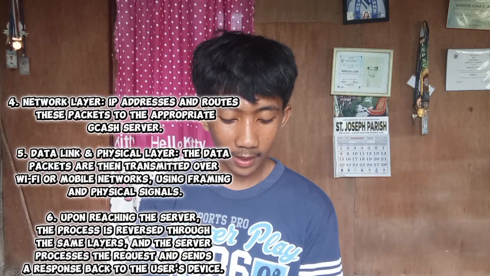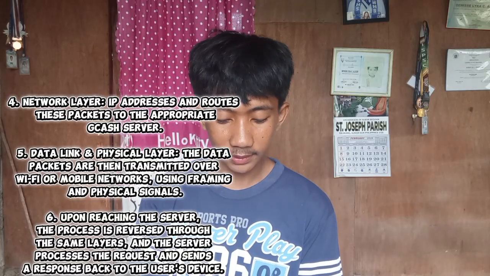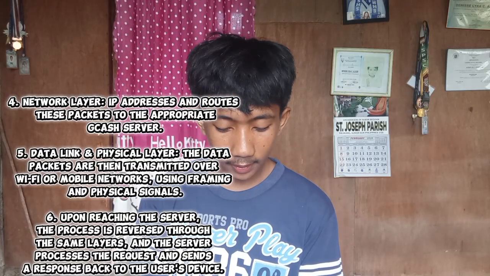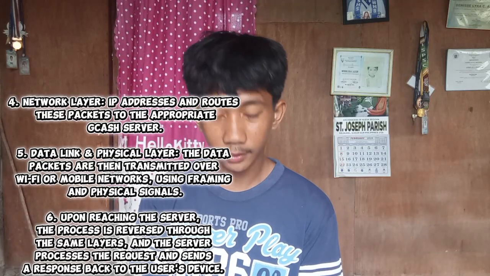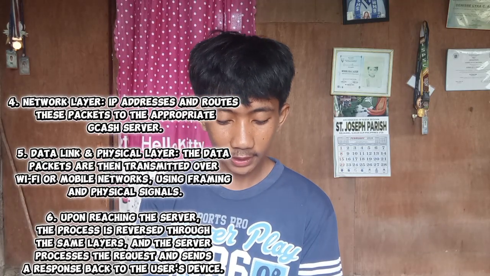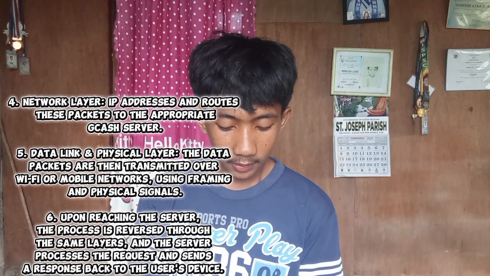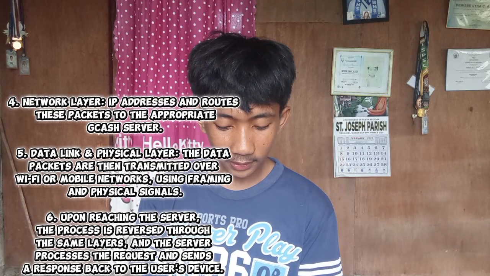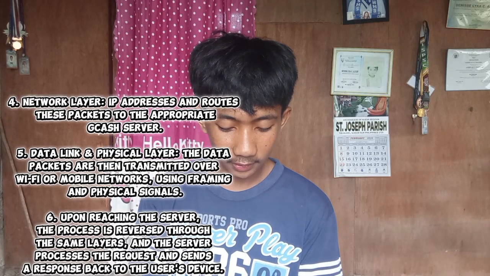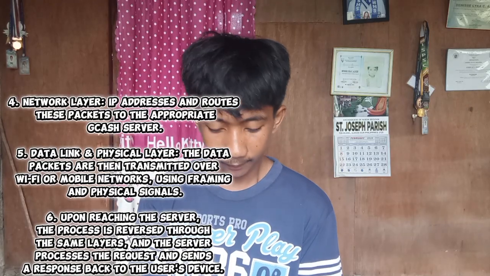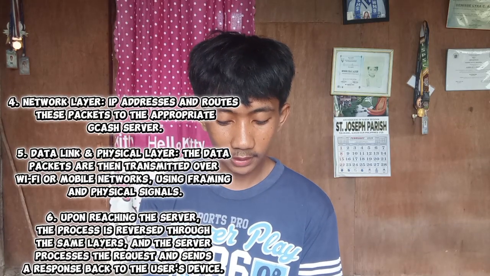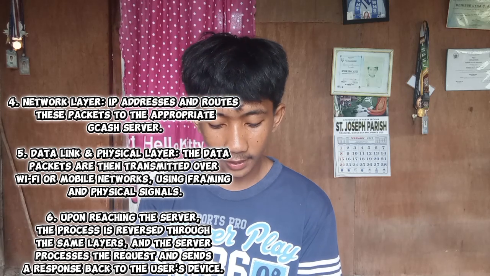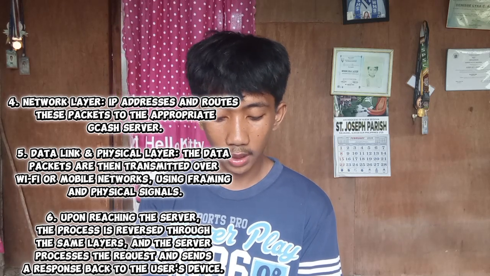And fifth is the data link and physical layer. The data packets are transmitted over Wi-Fi or a mobile network using framing and physical signals. Sixth, upon reaching the server, the process is reversed through the same layers. And the server processes the request and sends a response back to the user device.